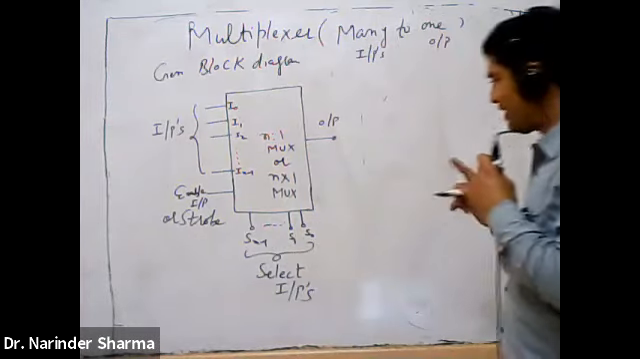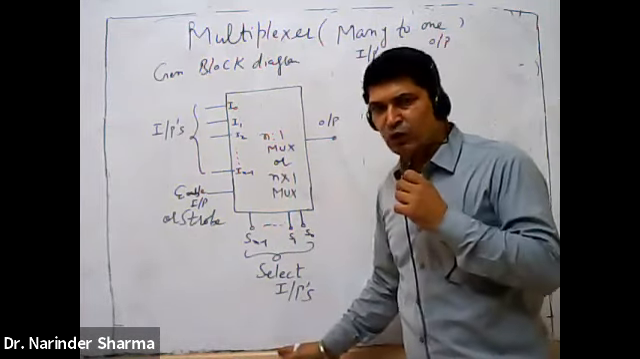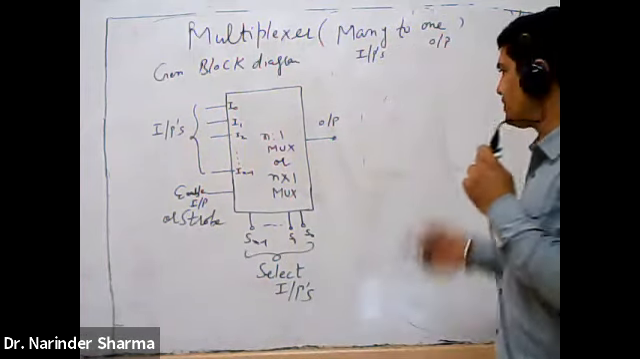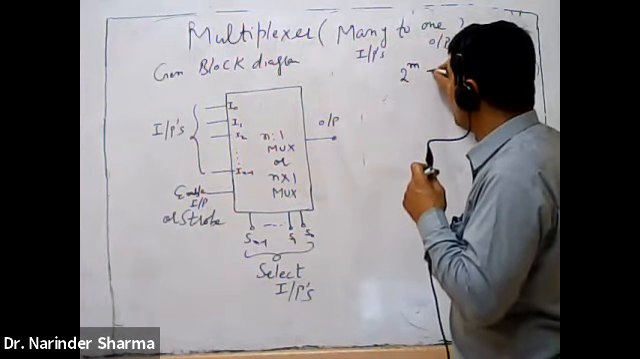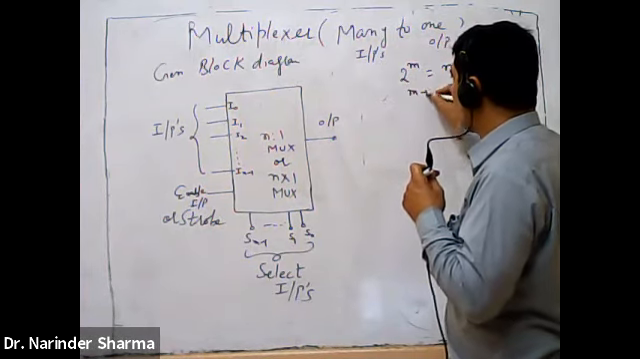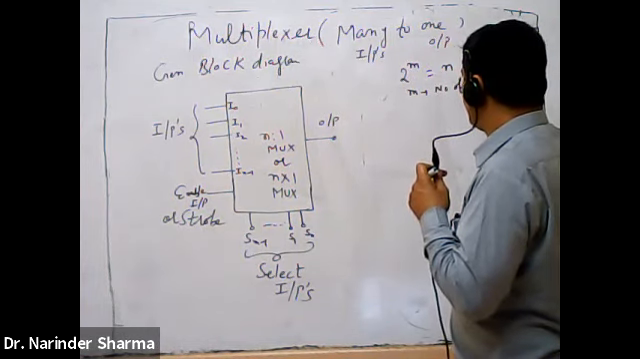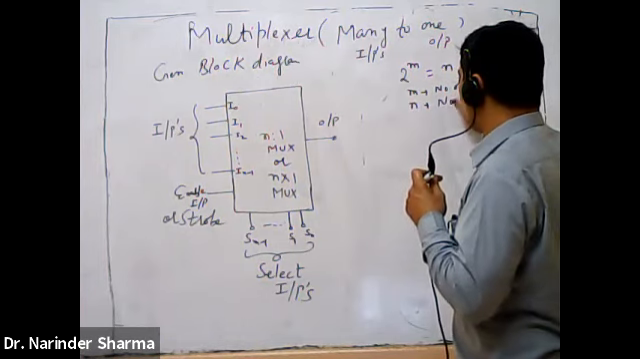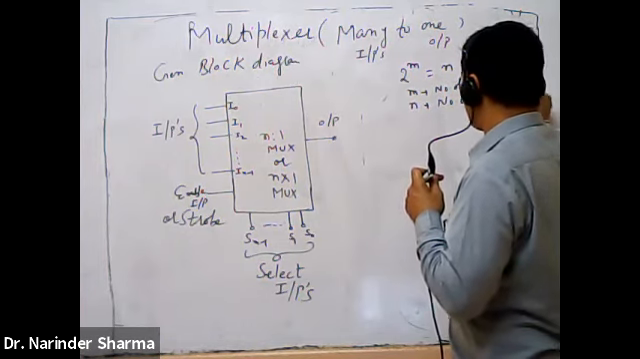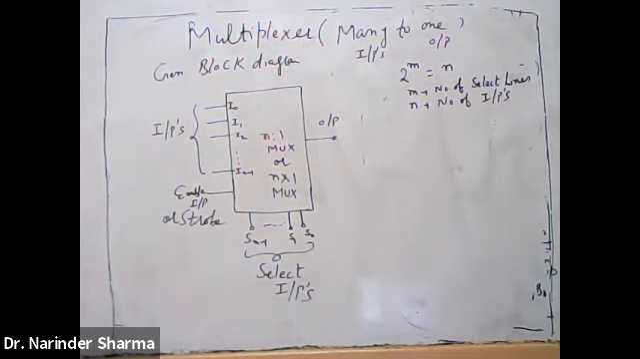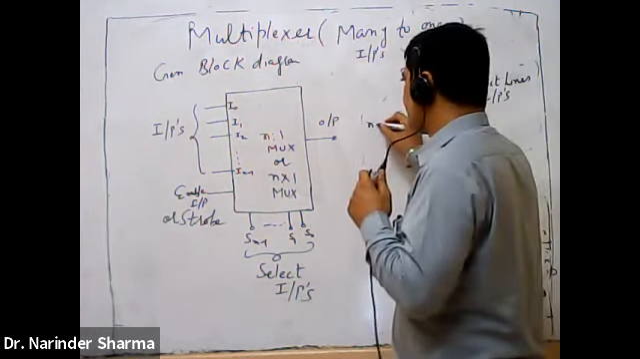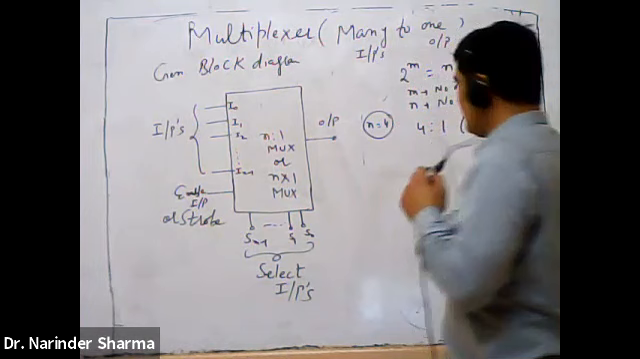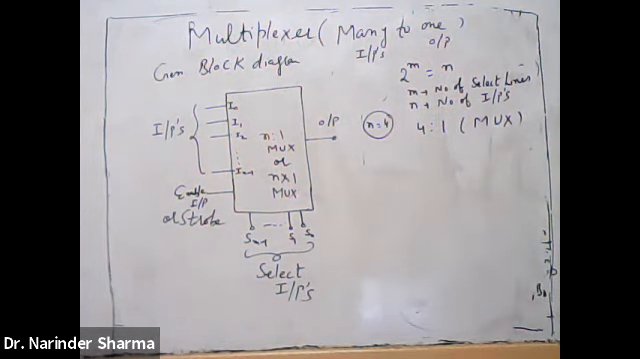The relation between select lines and input lines is that 2 raised to power m equals n. M stands for the number of select lines, and n stands for the number of inputs. I'll take a simple example. If n is 4, that would be a 4 is to 1 mux.